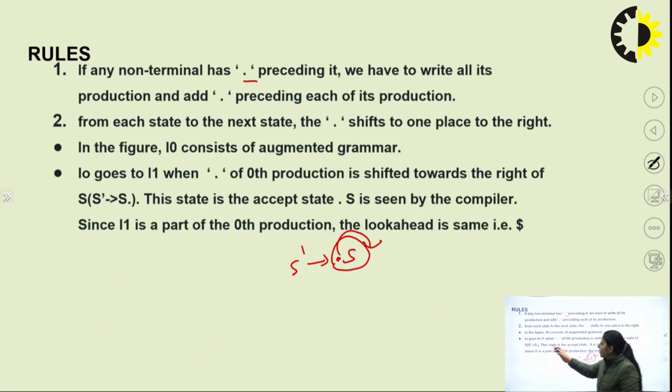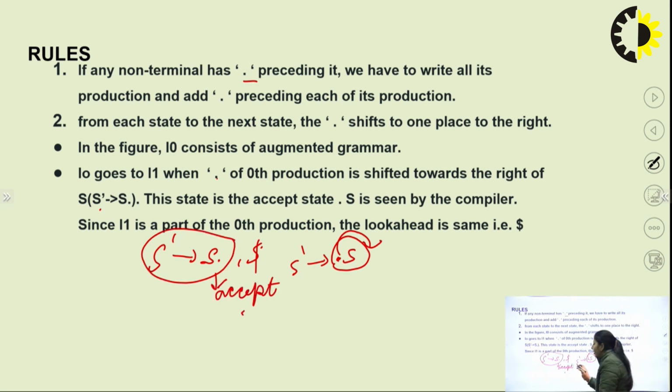Then I0 goes to I1 when the dot of the zeroth production is shifted towards the right of S. S' gives S dot. So, I0 goes to I1 when the dot is shifted towards the right of S. Now the production will become S' gives S dot, dollar. This state is the accepted state. Why is this the accepted state? Because S is seen by the compiler, right?